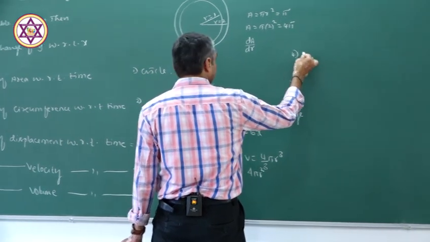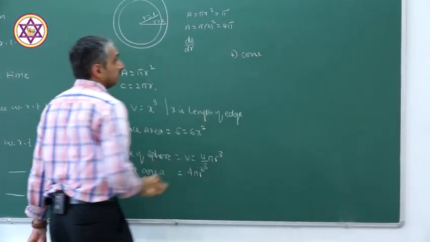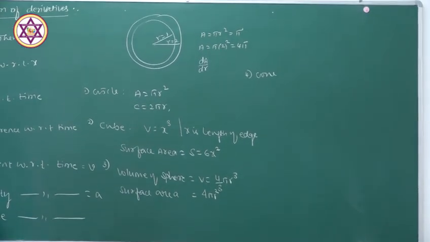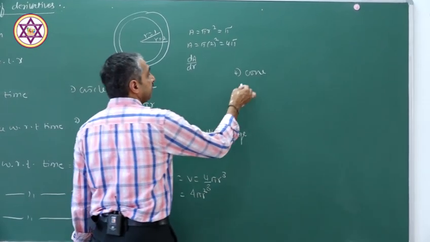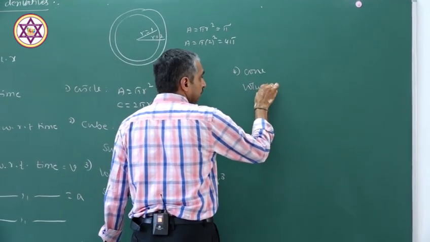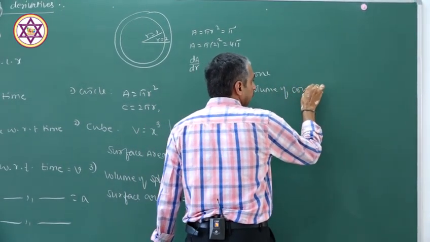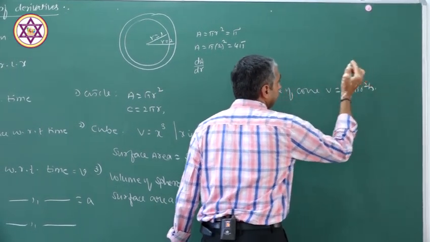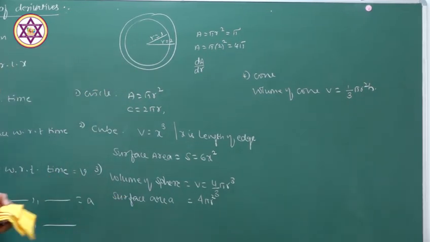The next one is the cone. What is the volume of the cone? I think you have seen this one. Volume of the cone is given by 1 by 3 pi r square h, V is equal to 1 by 3 pi r square h. These are some of the very frequently used formulas in this chapter. So now we shift to the problems on this.